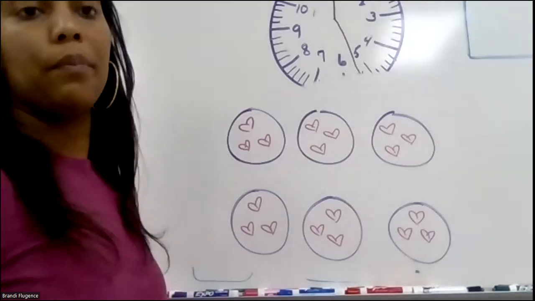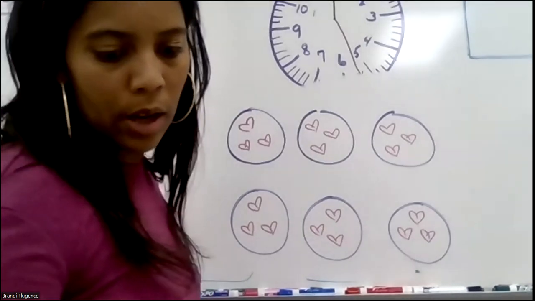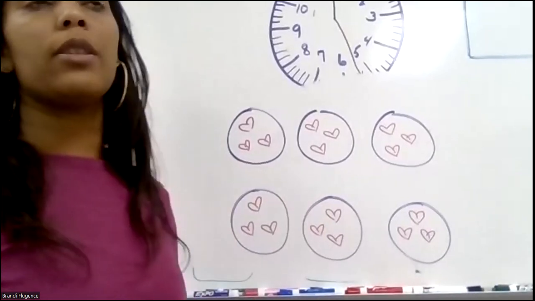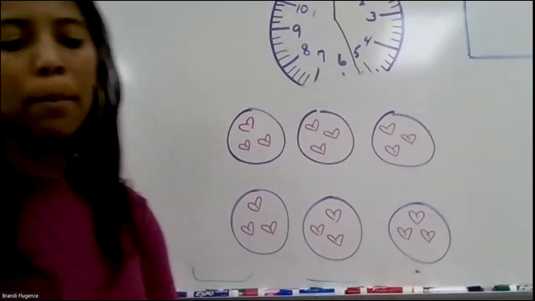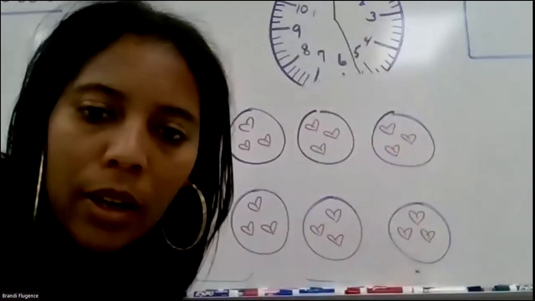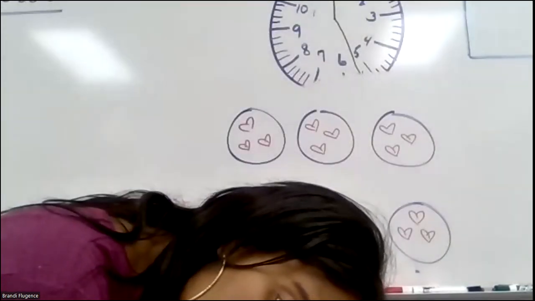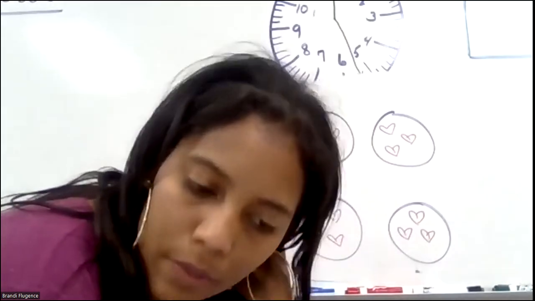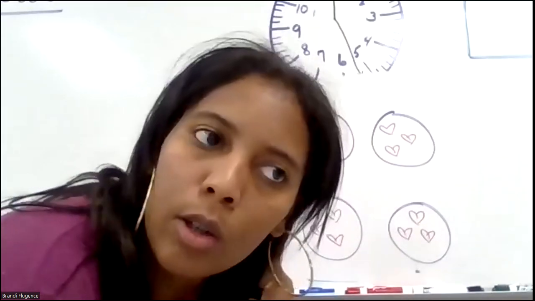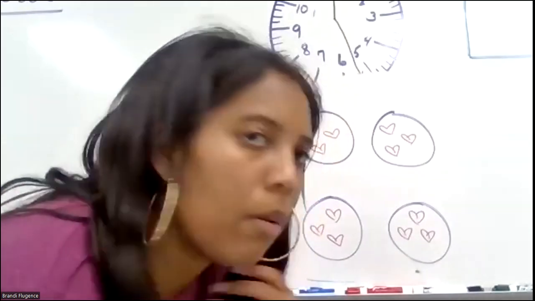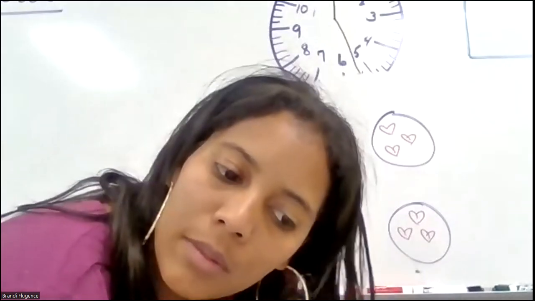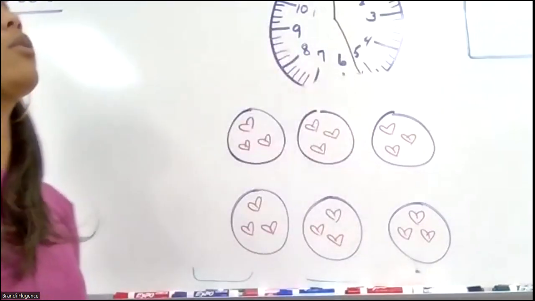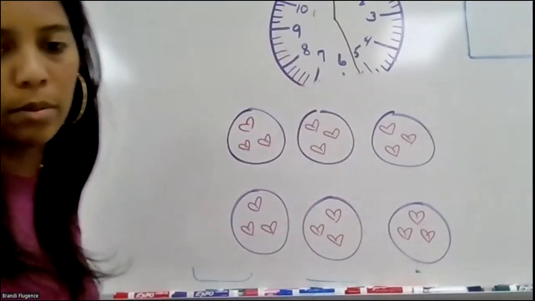Okay, we have that. All right, so let's go ahead and fill in. So how many groups or how many plates do we have? So first line, put 6. Groups of how many hearts on each plate? 3 hearts. So 6 groups of 3 hearts equals 18. Thank you. It's 18 hearts total. So what would be our multiplication fact? 6 times 3 hearts equals 18 hearts.